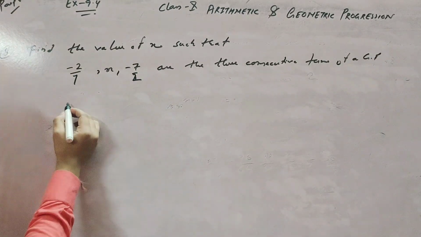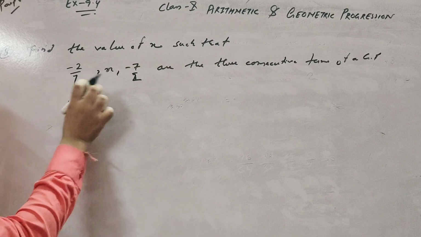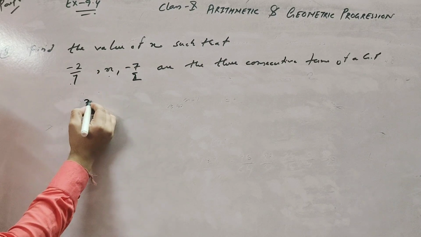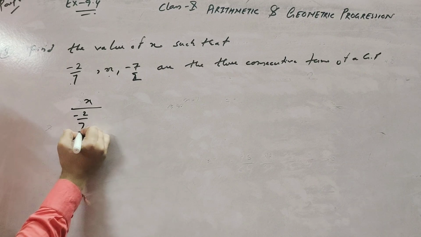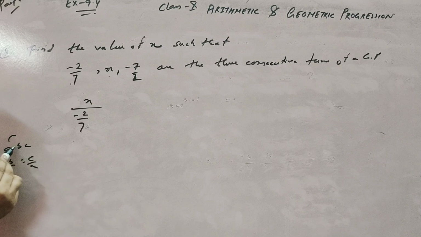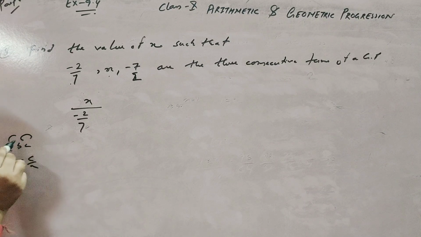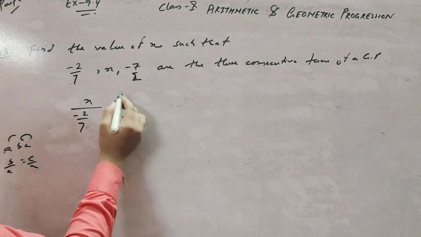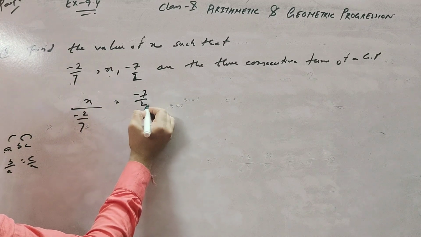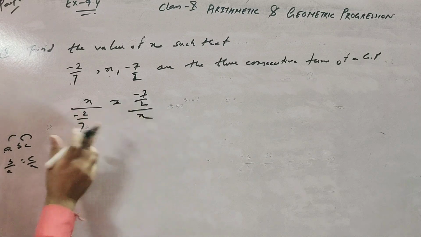We know the GP rule: this one and this one, that means the ratio x by -2/7. We know that for a, b, c in GP, b/a equals c/b, because both are r. This divided by this one is the common ratio, and this one divided by this one is the common ratio. So x by -2/7 and -7/2 by x are both equal.